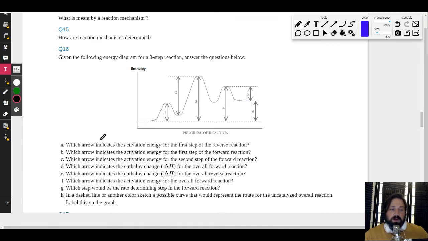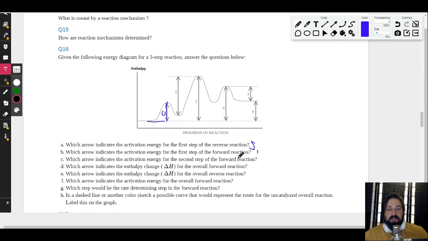All right. So let's go through. Which arrow indicates the activation energy for the first step of the reverse reaction? So if we're going reverse, we're going backwards. So I'm going to start here and then move my way up. From the start of the step to the top of the hill is going to be your activation energy. So 5 is the activation energy here. Okay. Activation energy for the first step of the forward reaction. Same thing. We start here and we move up to the top of the first step. That's going to be 1.